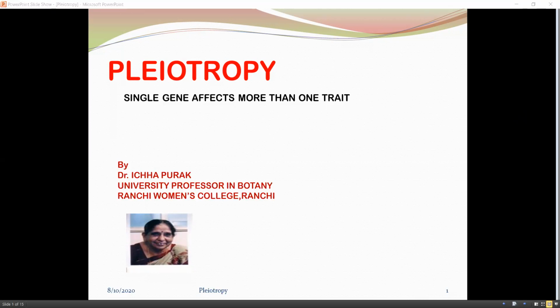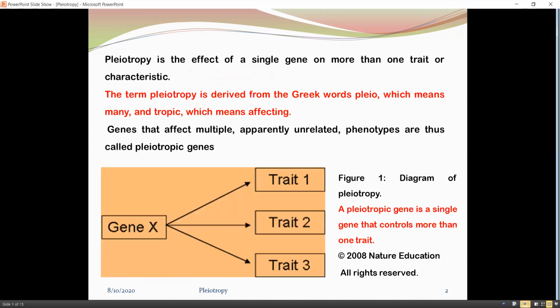Now, what do we mean by the term pleiotropy? A single gene affects more than one trait. Pleiotropy is the effect of a single gene on more than one trait or characteristic. Pleiotropy is derived from the Greek words pleio, which means many, and tropic, which means affecting. Genes that affect multiple, apparently unrelated phenotypes are thus called pleiotropic genes.